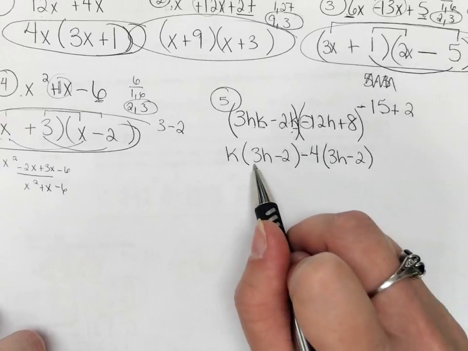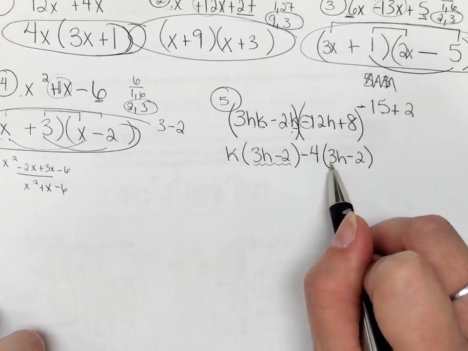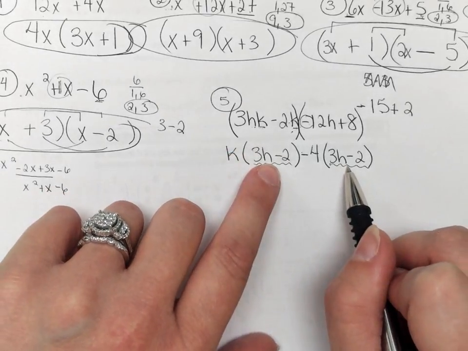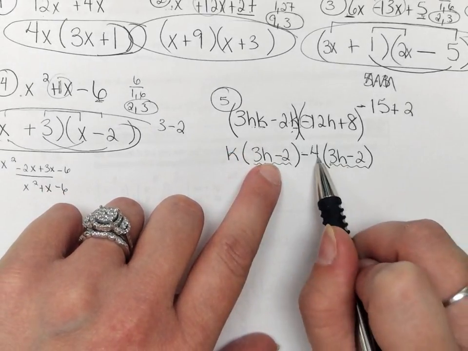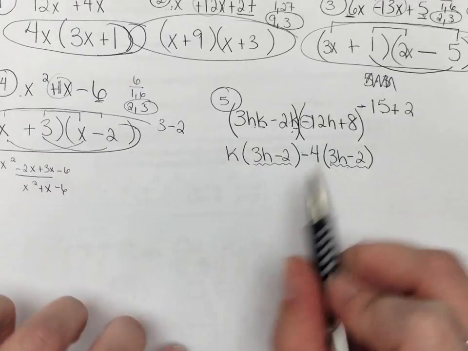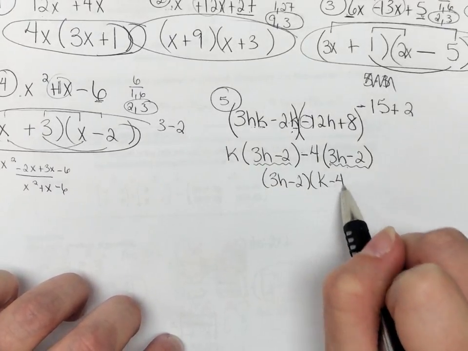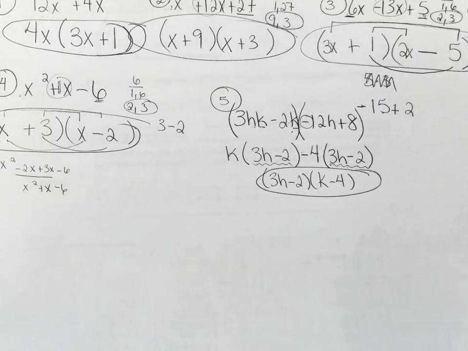There you go. Look, right here. These two have to match up, right? If they don't match up, then this number wasn't big enough. K minus 4? Yep, K minus 4 and 3h minus 2, or the other way around.